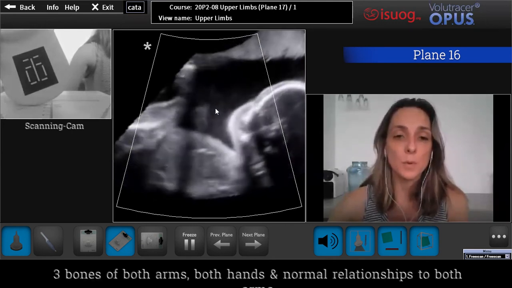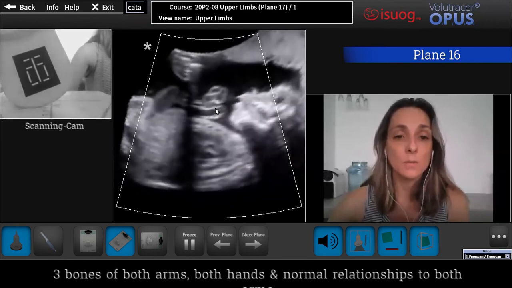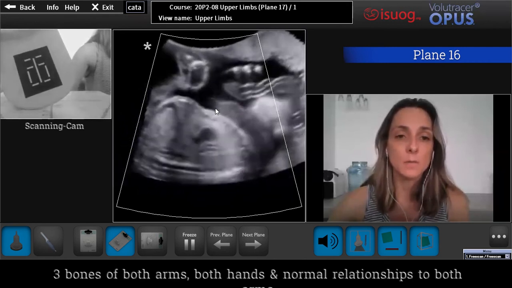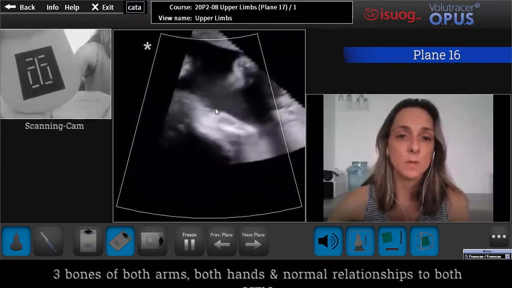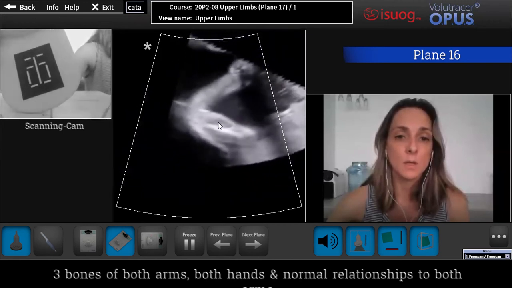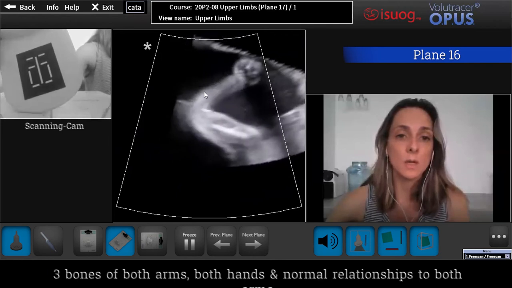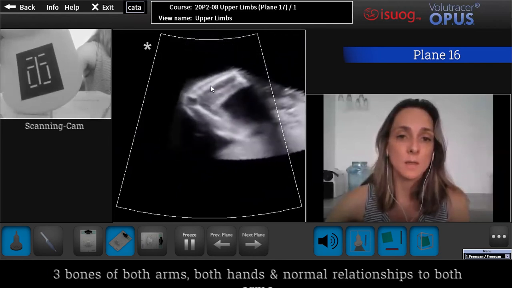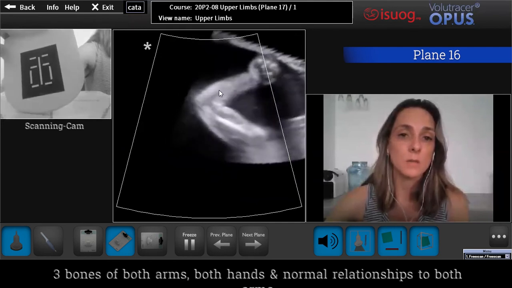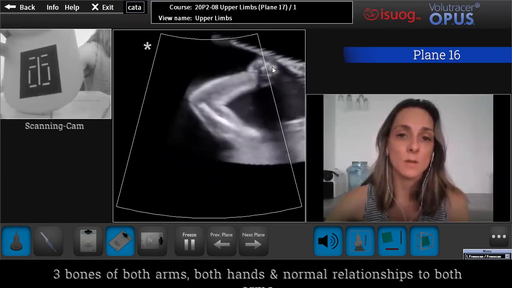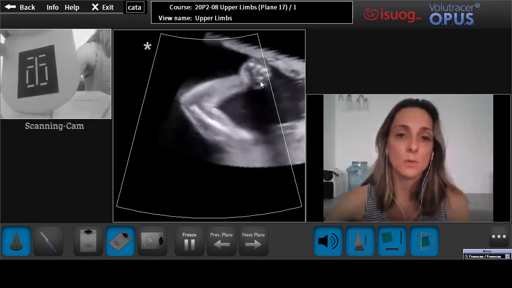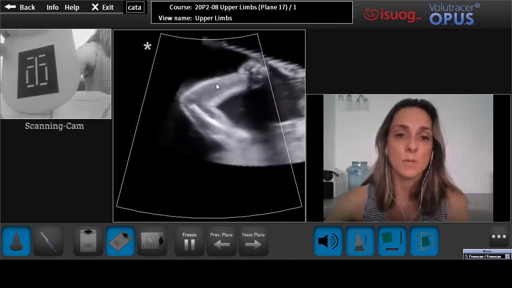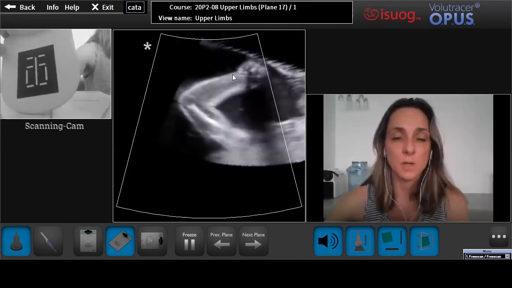Then you move forward through the baby's body to find the other arm. So here you can start seeing the humerus, and again you can see much better here the ulna and the radius and the angle of the hand. So you see there is a right proportion and relationship of the 3 parts of this arm again.